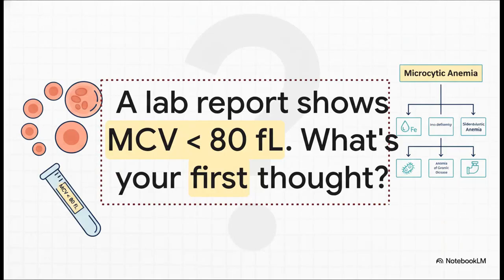So let's start with the scenario that's going to be your bread and butter. You get a lab report back and you see that MCV, the mean corpuscular volume, is less than 80. That one little number tells you the patient's red blood cells are too small, and right away, your brain should start firing off a list of possible causes. So, what's on that list?